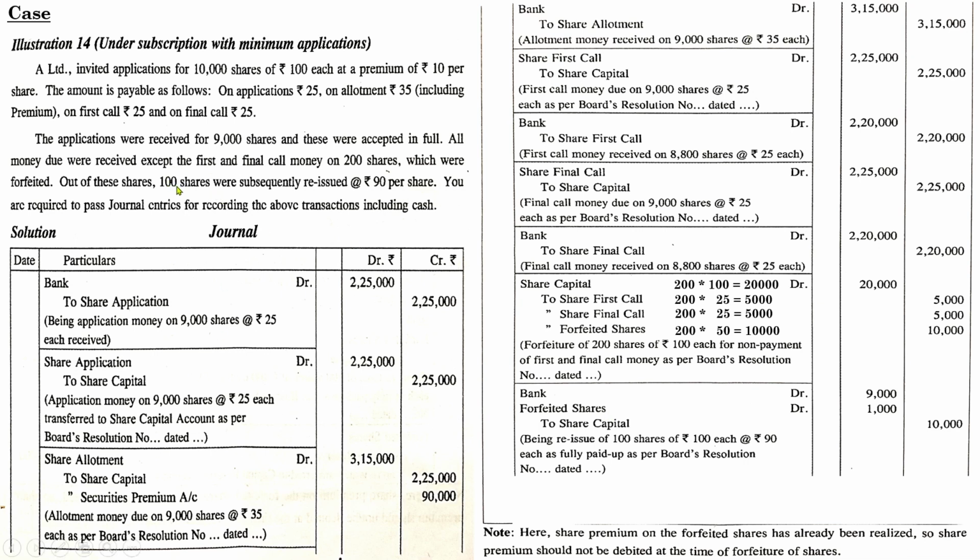How many shares were reissued? 100 shares. What was the face value of the share capital? That was 100. Now it is reissued for 90. So what is the discount? 100 minus 90, 10. So 10 into 100, 1,000. That is how you have to show the forfeiture. In forfeiture of shares, we will show the amount of discount on reissue. That is the concept. To share capital, the total amount that has been reissued for rupees 10,000.